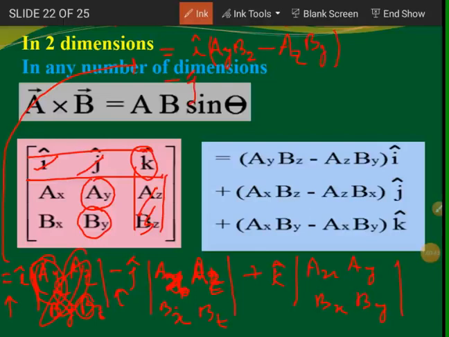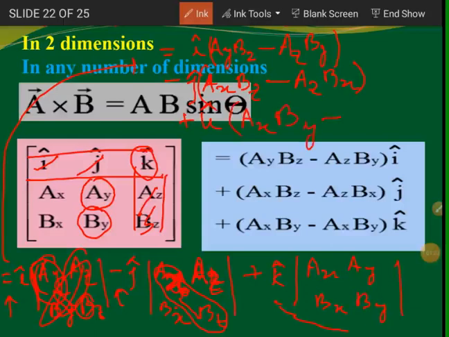Next is what? Minus j cap, these two, you need to multiply these two. That means it is AX BZ minus AZ BX. Next is what? For this one, the third term, it will be equal to plus k cap, AX BY minus AY BX, like this.